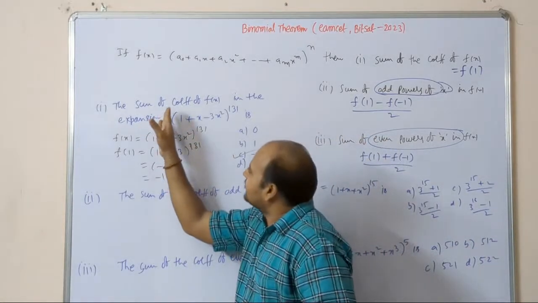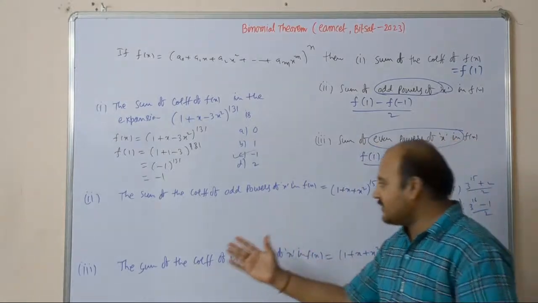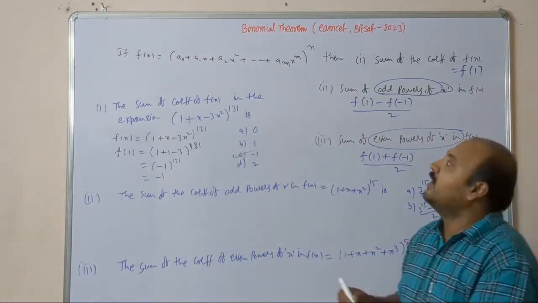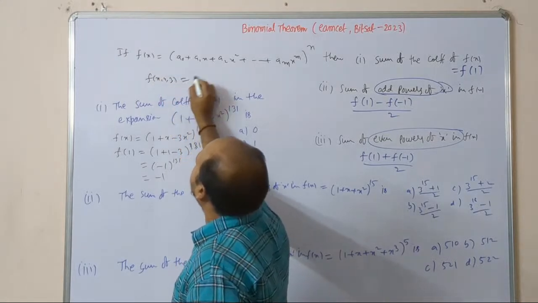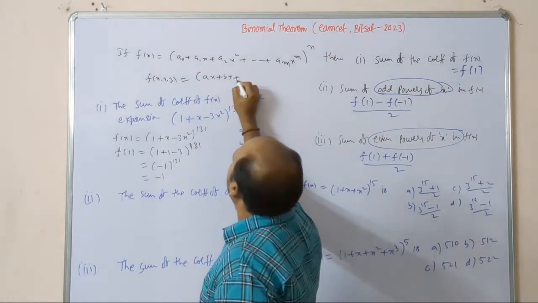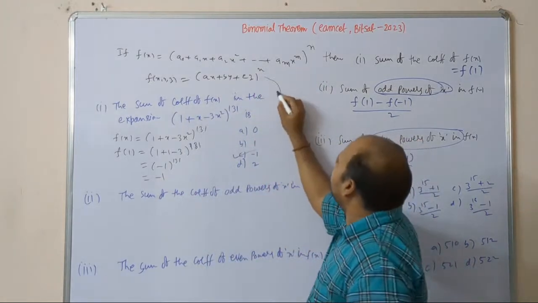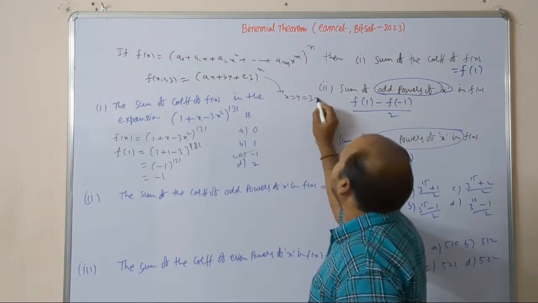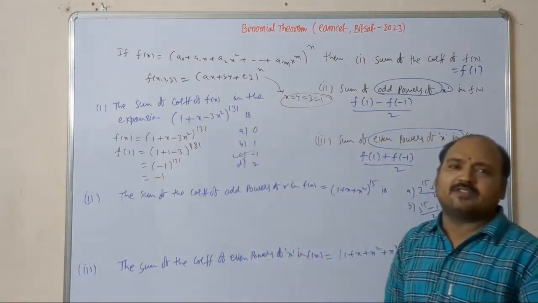If they are asking for the sum of the coefficients, or the sum of the coefficients of odd powers or even powers, the question involves, suppose f of x, y, z has terms like (ax plus by plus cz) whole power n. At that time you can take x equal to y equal to z equal to 1. Simple. Whatever we are approaching is the same, dear students.